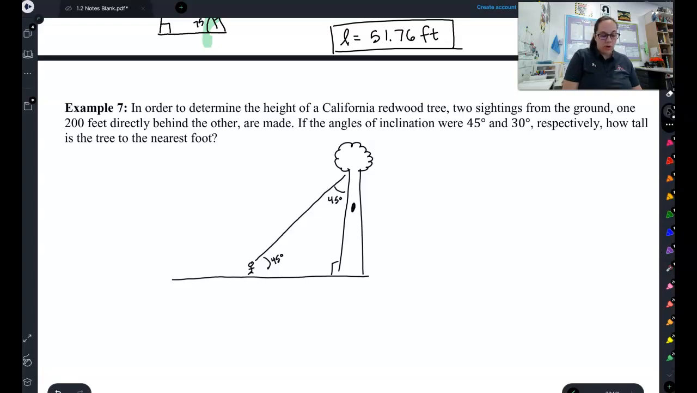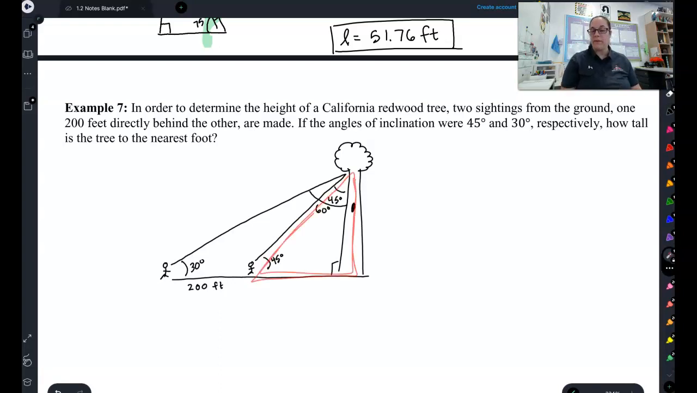Now I go 200 feet behind that sighting. And I have another sighting that has an angle of 30 degrees. So that means this whole thing will be 60 degrees. So I kind of have 2 triangles here. Here I have my 45, 45, 90. Here I have my 30, 60, 90. And I know only this distance. That's the only thing I know.